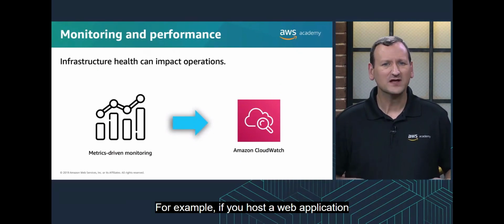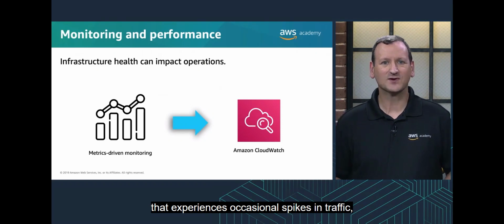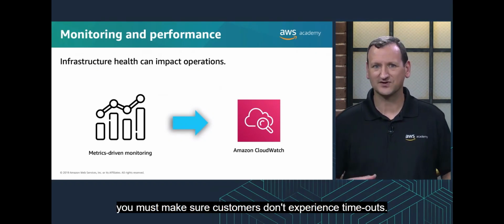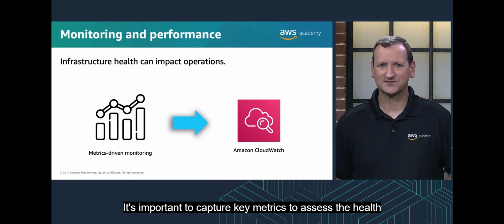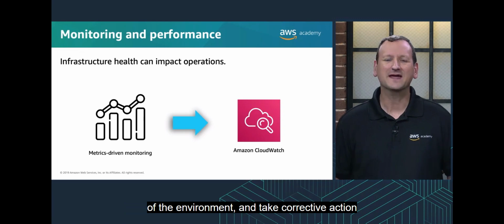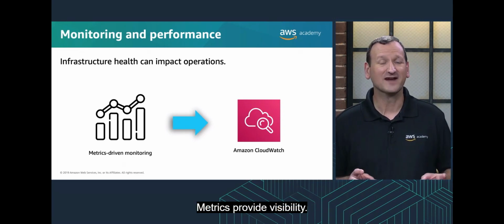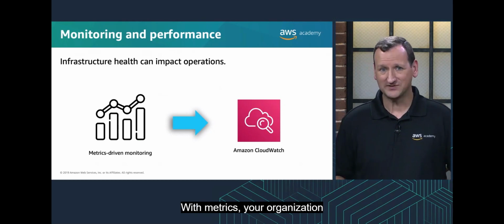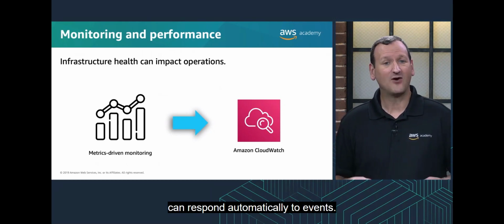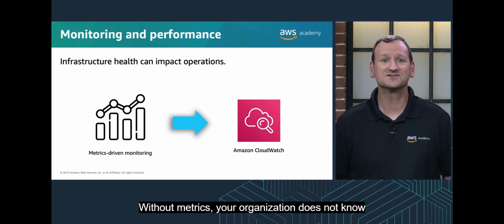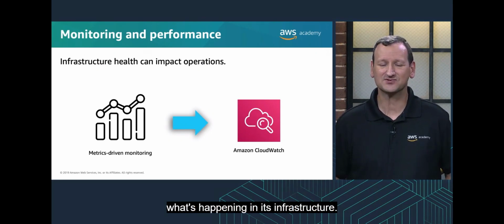For example, if you host a web application that experiences occasional spikes in traffic, you must make sure customers don't experience timeouts. It's important to capture key metrics to assess the health of the environment and take corrective action when problems arise. Metrics provide visibility. With metrics, your organization can respond automatically to events.